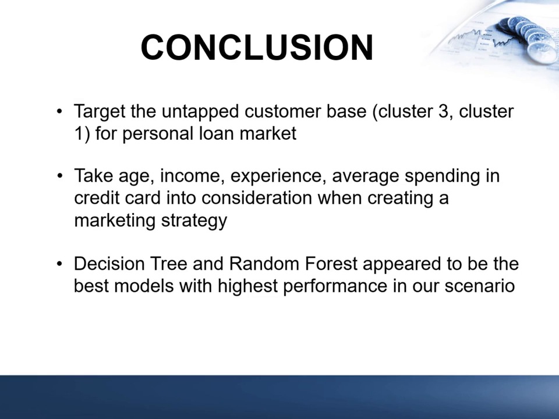We summarize our analysis into 3 main keys. First, we should target on 2 specific groups, Cluster 3 and 1. Second, when defining a marketing strategy, take age, income, experience, and average spending in credit card into consideration. Third, random forest produces the highest performance in our scenario.